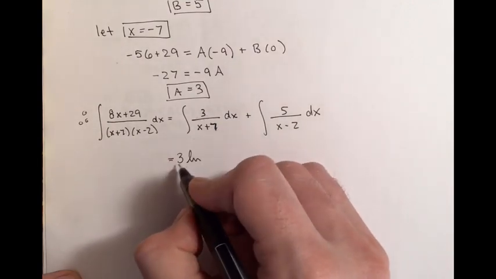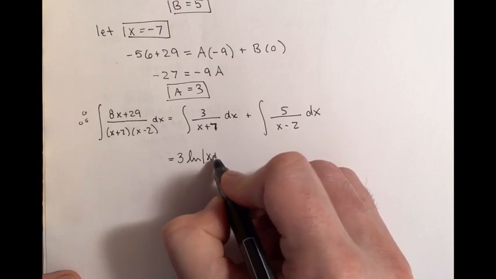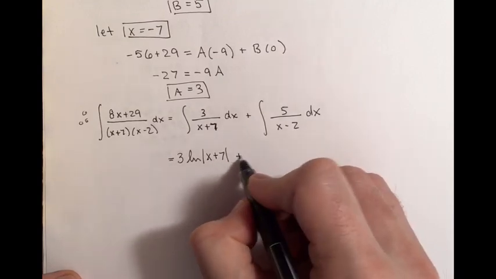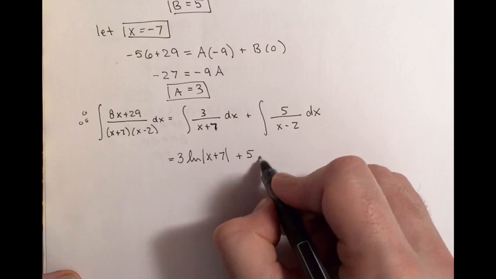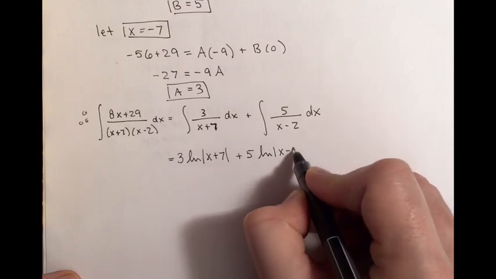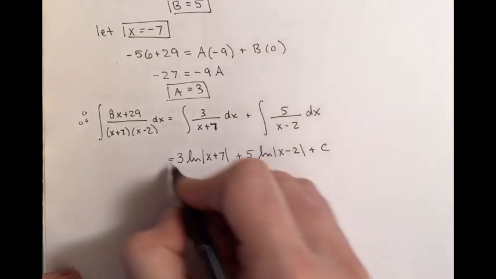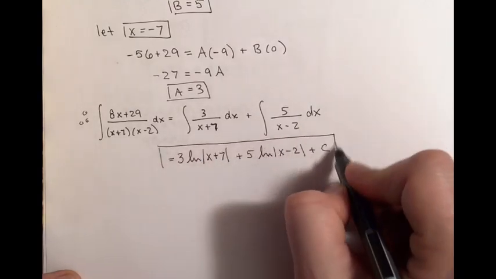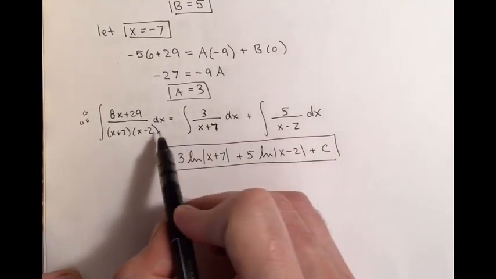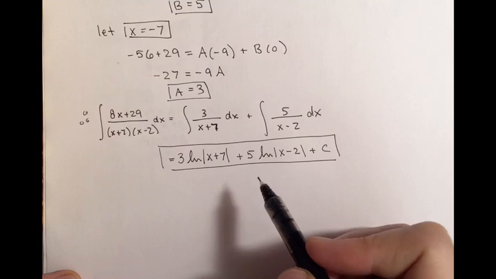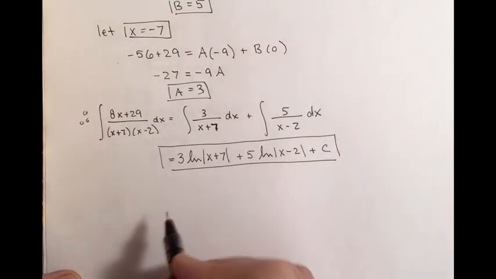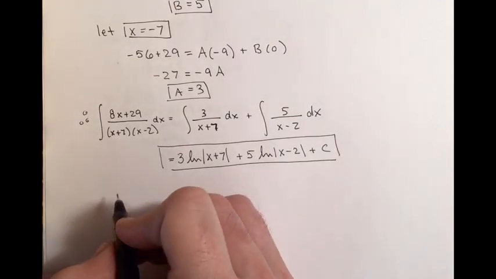So this one will be 3 multiplied by ln absolute value of x plus 7. And this second one will be 5 multiplied by ln absolute value x minus 2, put in the plus c. And so yes, you see, much easier to integrate it once you've done the partial fraction decomposition, and we are done. Now, let's take a look at that second method.